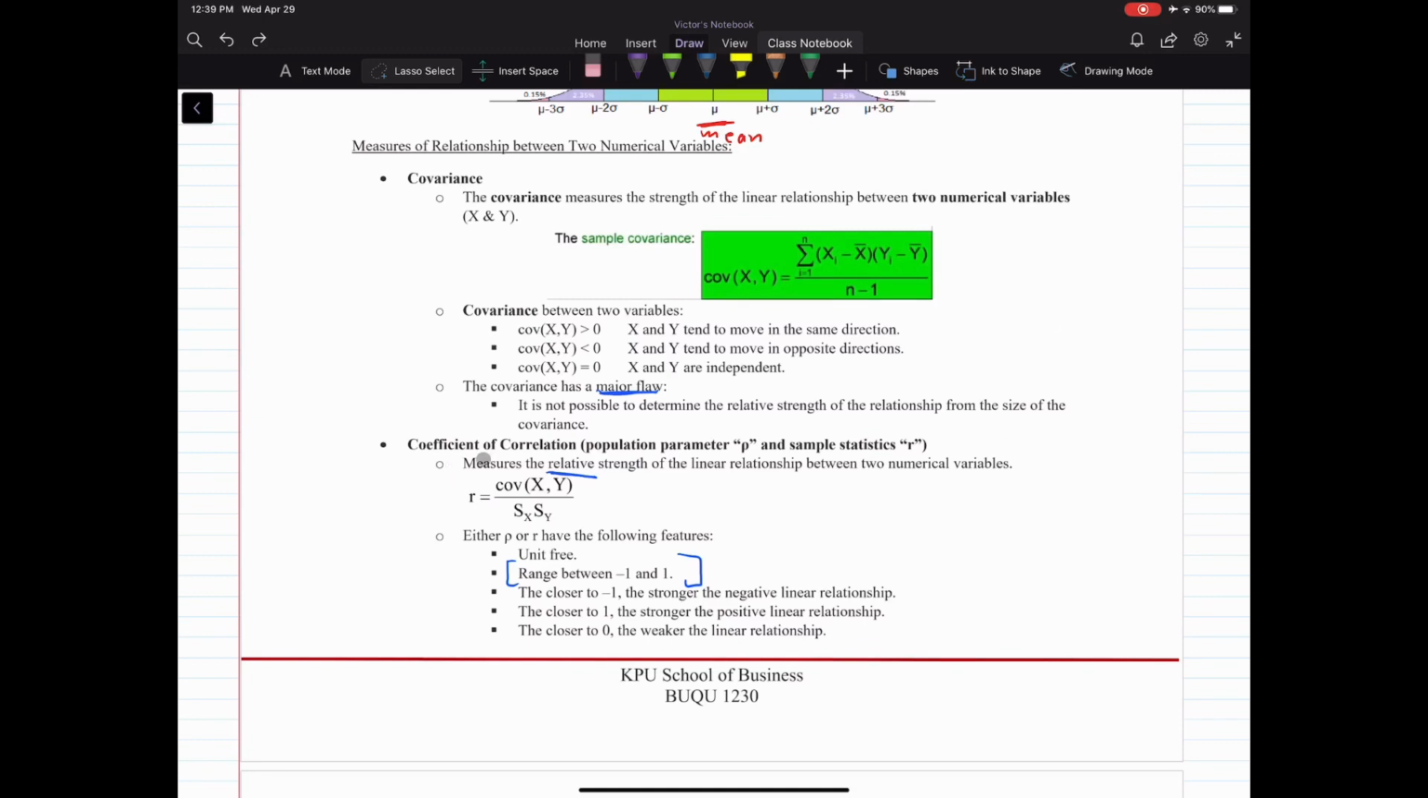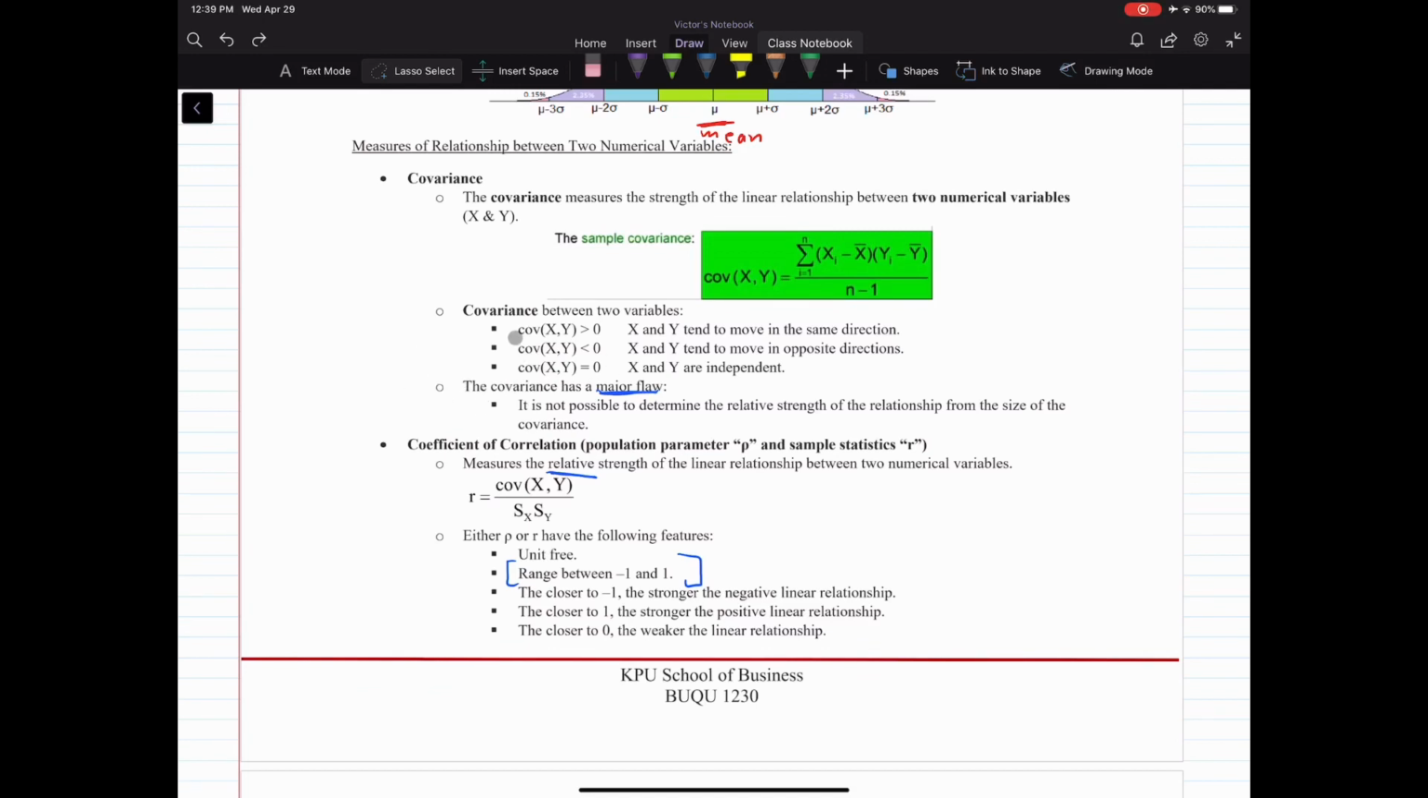And then similarly, correlation measures the relative strength of the linear relationship between two numerical variables. The major difference between covariance and correlation is that covariance has a major flaw: it is not possible to determine the relative strength of a relationship from the size of the covariance, because for covariance, there's no boundary.